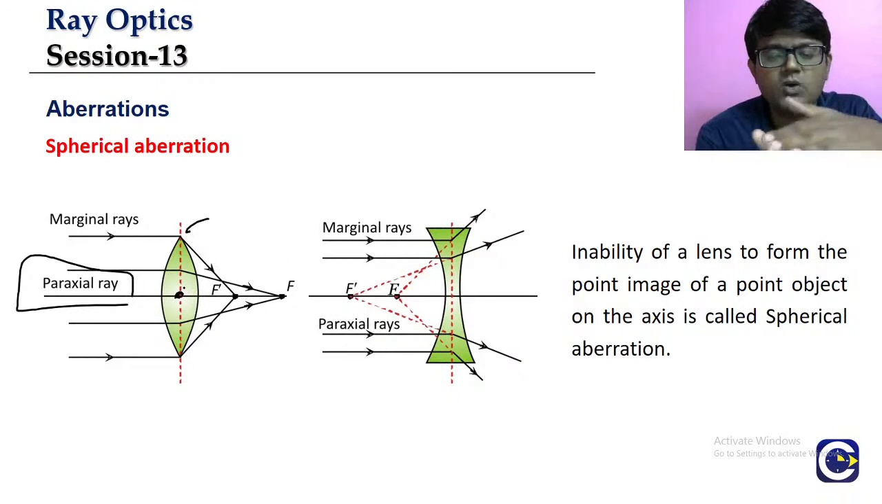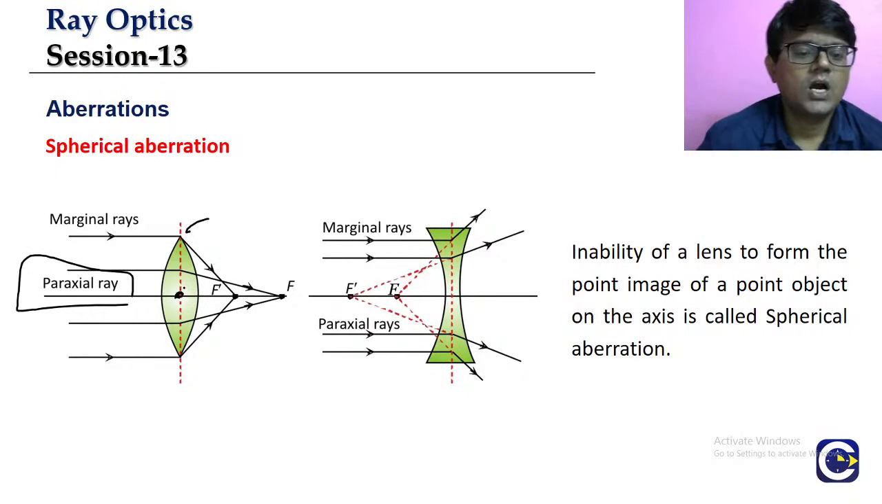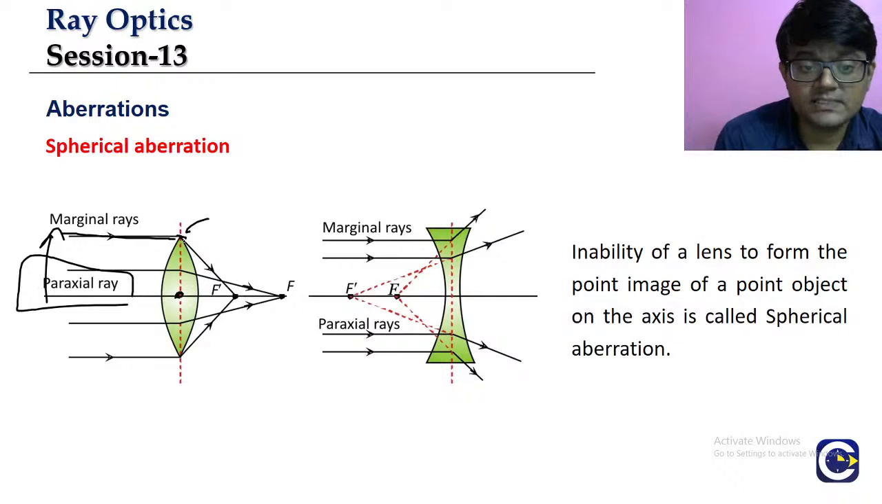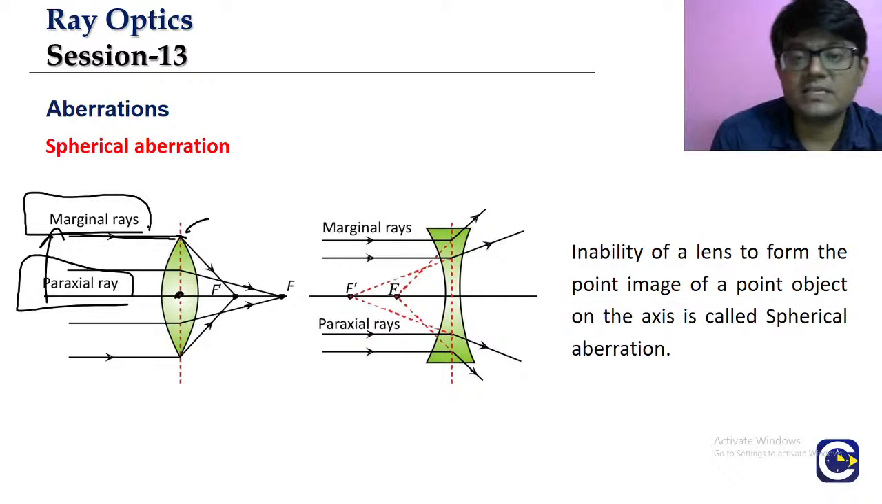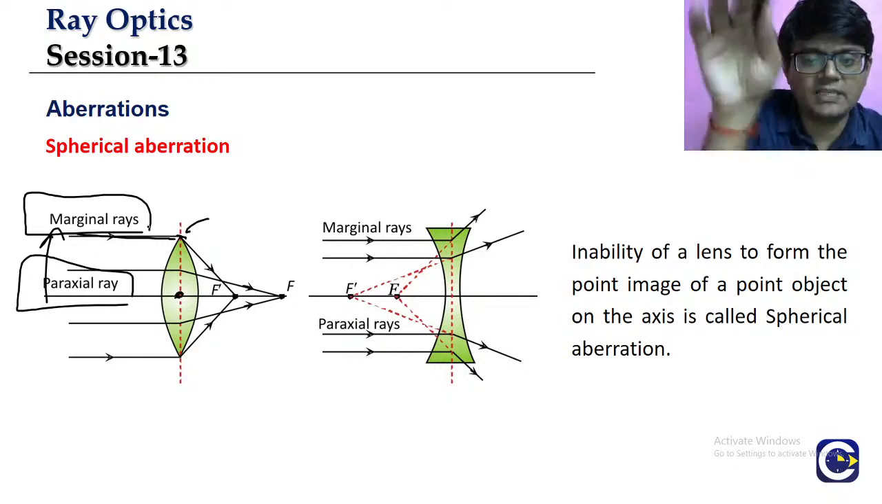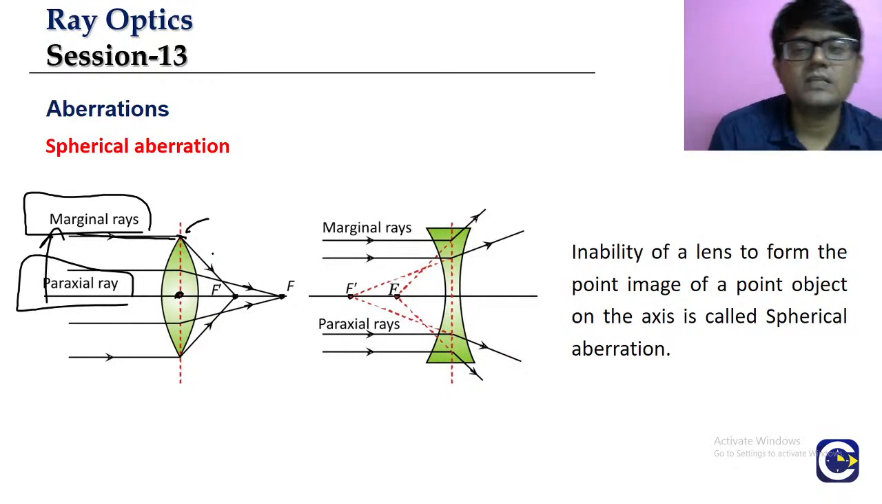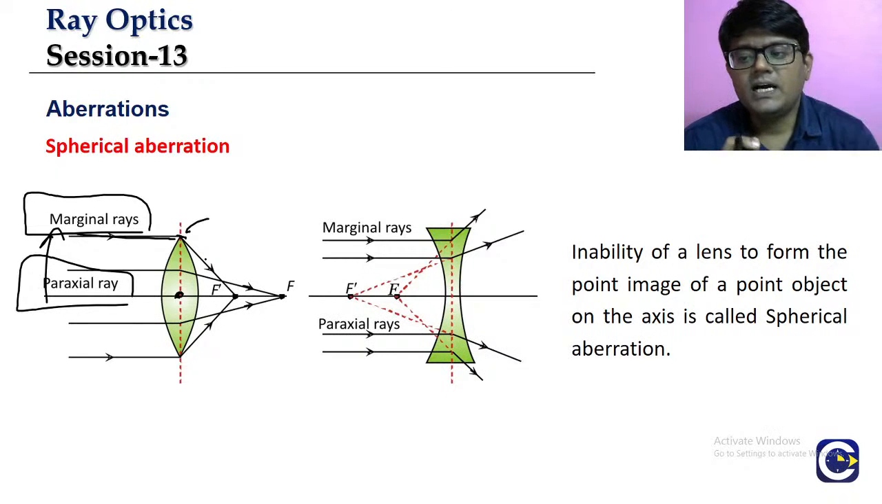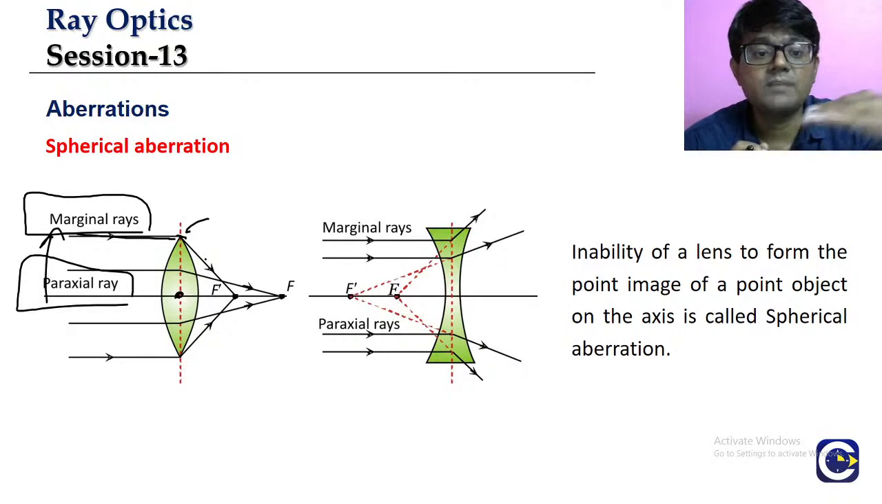So the paraxial rays are almost close to the principal axis, very close to the optical center. But if you have a large object where the rays are coming and touching the tip of the lens, we refer to them as the marginal rays, the rays that come to the tip. Because of the curvature effect, the converging or diverging of the marginal rays will end up being different from the converging or diverging of the paraxial rays.